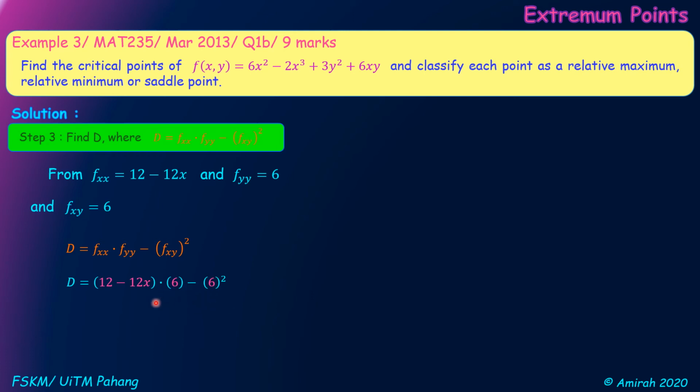So we can expand 6 inside the bracket. So we get D equals to 72 minus 72x, and then minus 36. Then we can simplify this. So we get D equals to 36 minus 72x. Okay, this is our D.